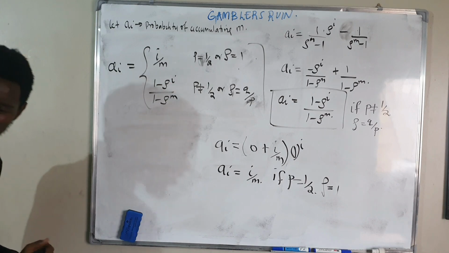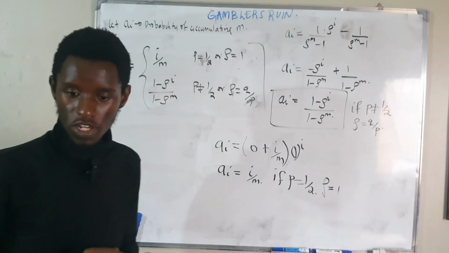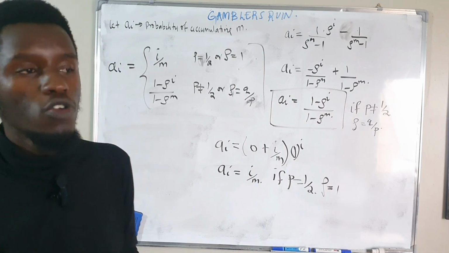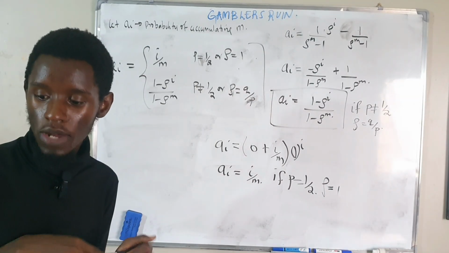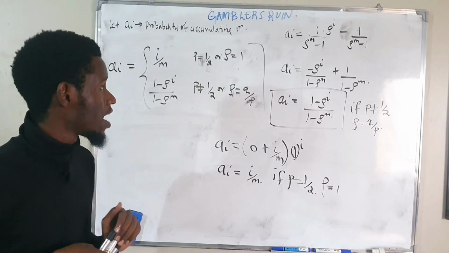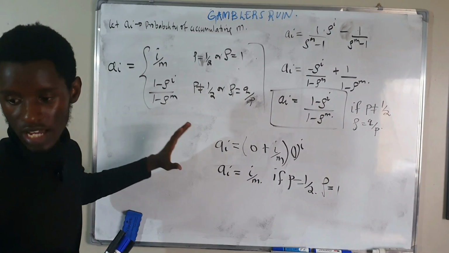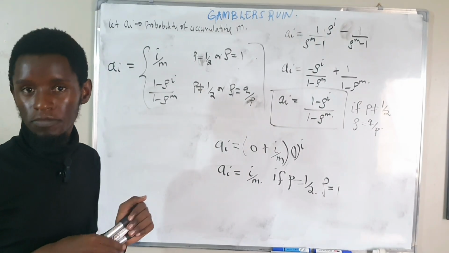I think we have tried to explain and explore everything in the gambler's ruin. I think in the next video we shall be talking about how long it will take the gambler to accumulate the m. Now for today, let us just appreciate this and try to comprehend it and understand it.